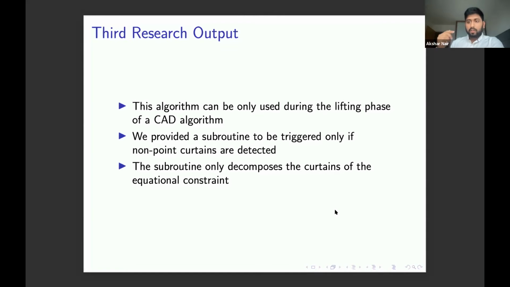If they consisted of non-point curtains, then we would do a subroutine which decomposed all the non-equational constraints with the normal projection operator, but only restricted to the curtain regions of, and I'm using the term regions quite vaguely, but the curtains of the equational constraint. So this was in a way taking advantage of the single equational constraint, but also having a backup in case we did come across non-point curtains.